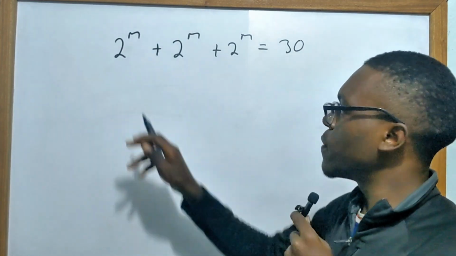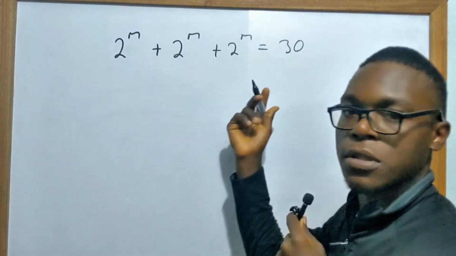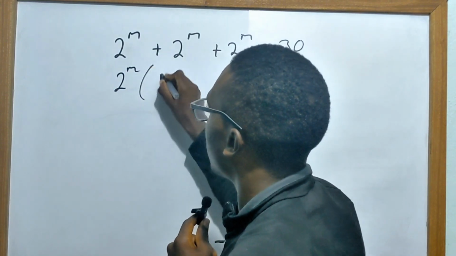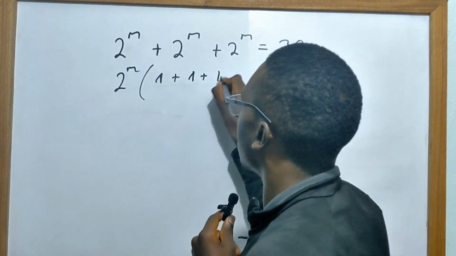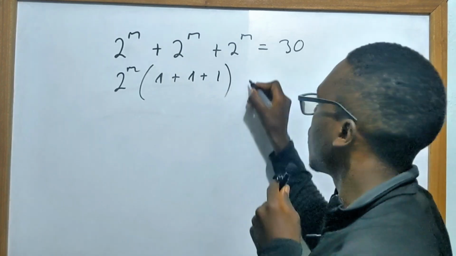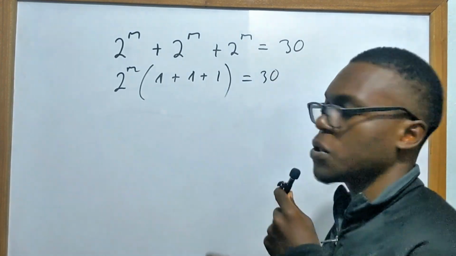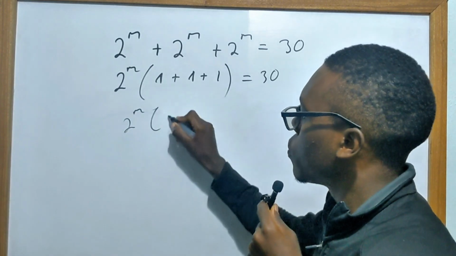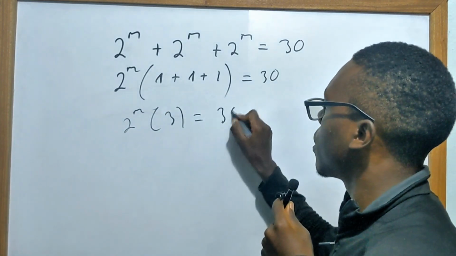If you take a look here, you're going to see that 2 to the m is repeating 3 times. And you can factor it out: 2 to the m into 1 plus 1 plus 1, and we bring it out to about a 30 at this point. Okay, we have 2 to the m 3 times. So we have 2 to the m into 3 is equal to 30.